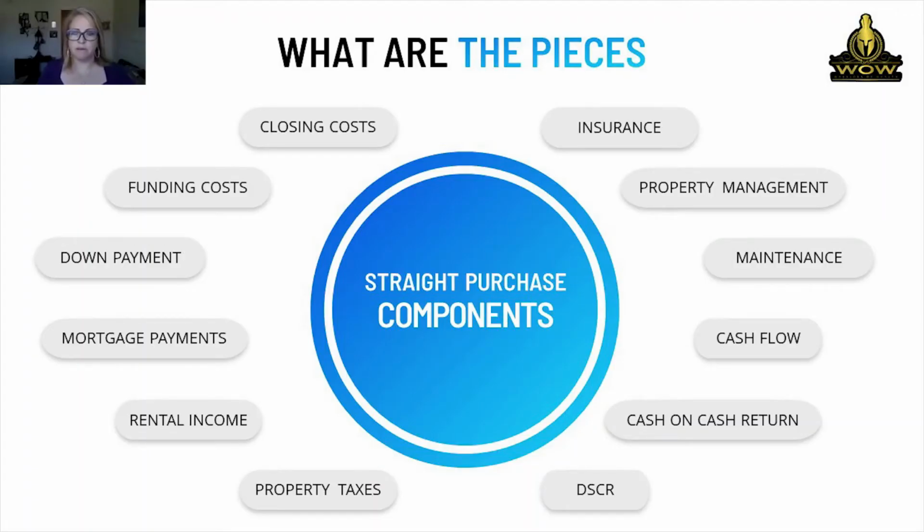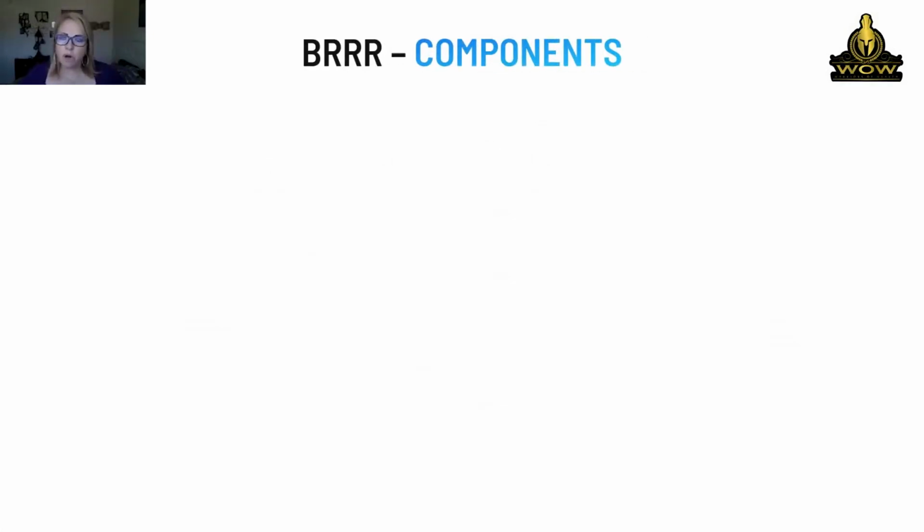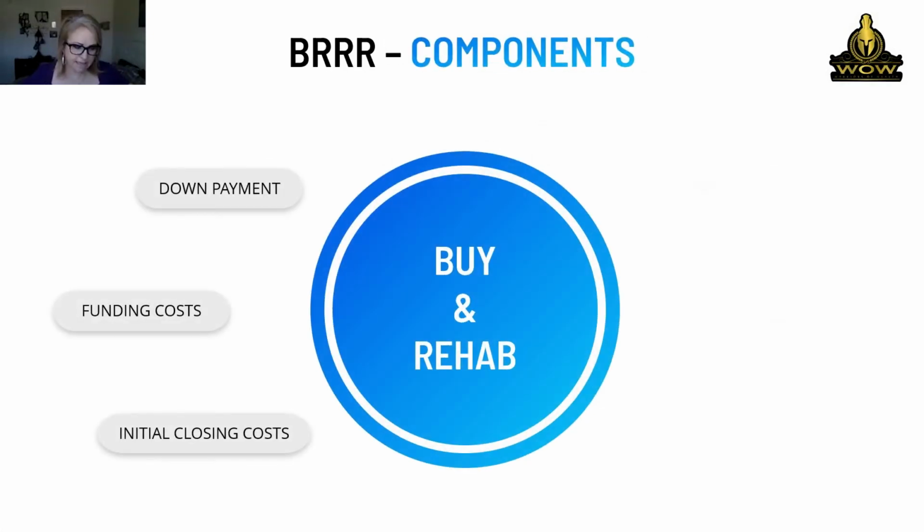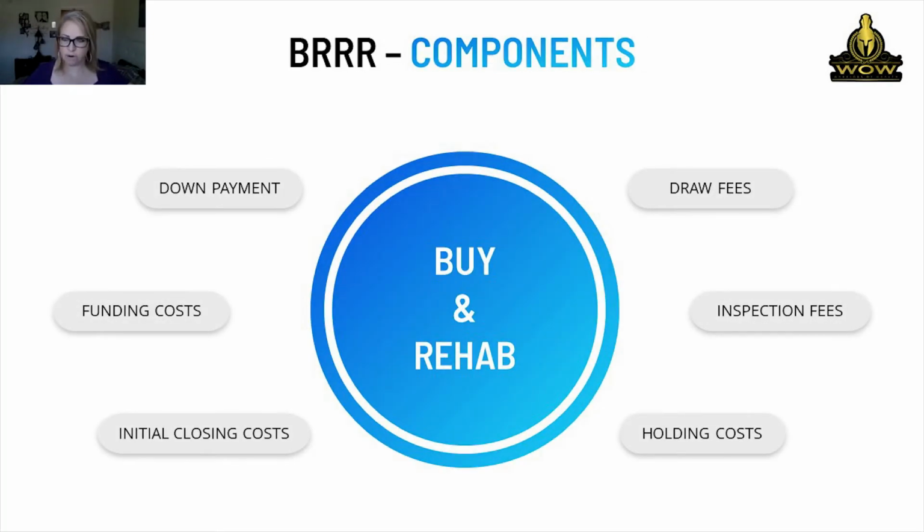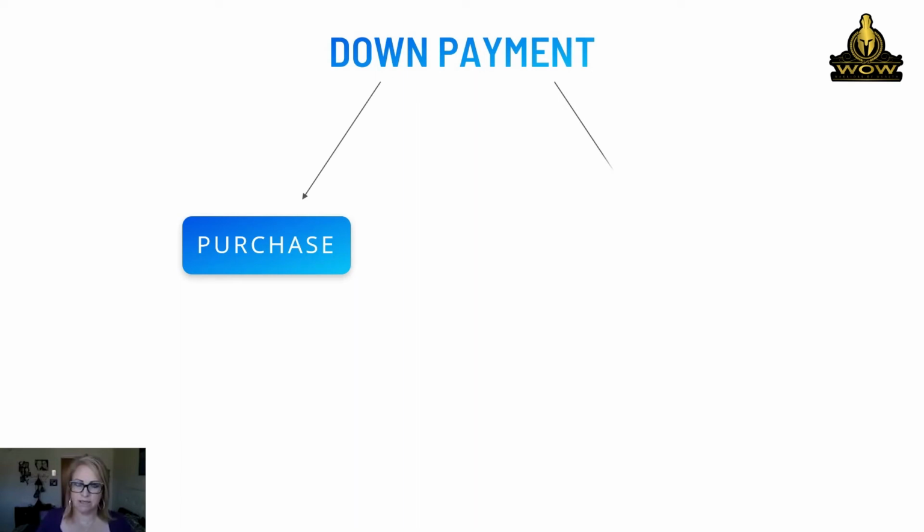Okay, so these are all the pieces of the straight purchase. Now the BRRRR components. I wanted to teach a straight purchase first because a lot of the things really lay the foundation for the BRRRR. But the BRRRR has some additional things you have to take into account. So with the BRRRR strategy, where you're buying it, renovating it, renting it, and refinancing it, you're still going to have a down payment on the purchase and the rehab. So it depends on how much rehab it needs.